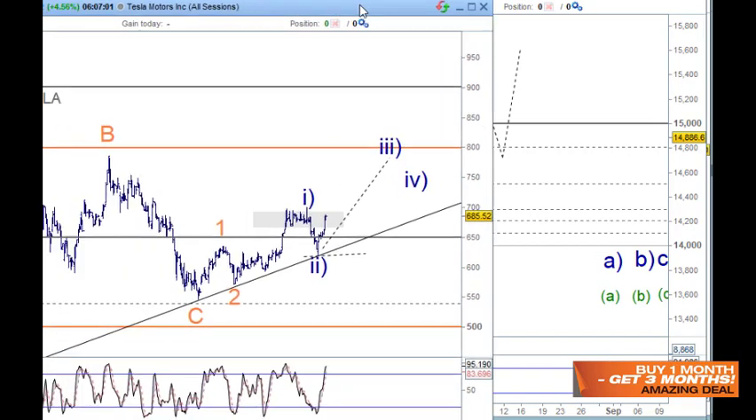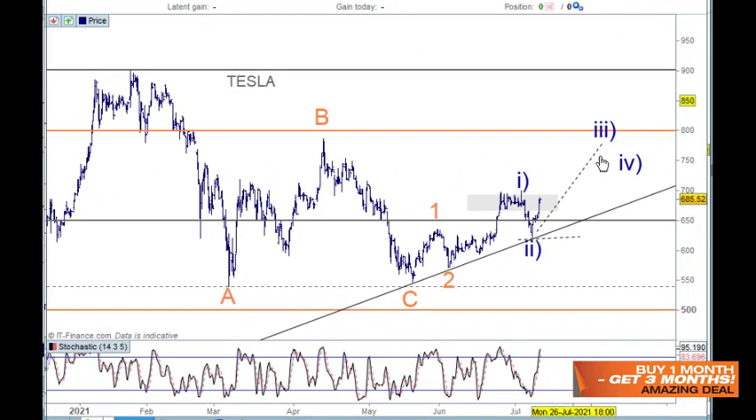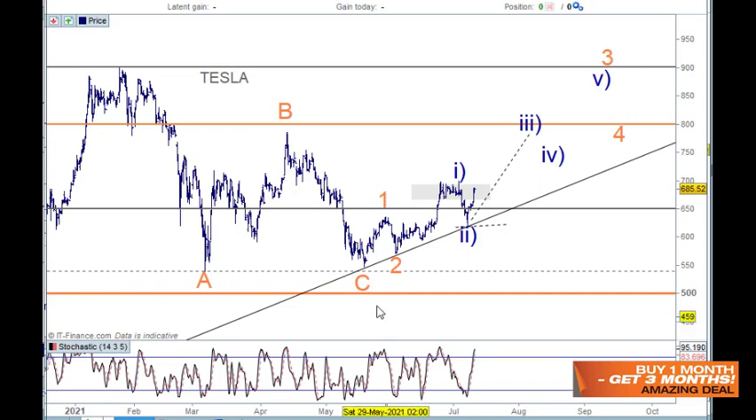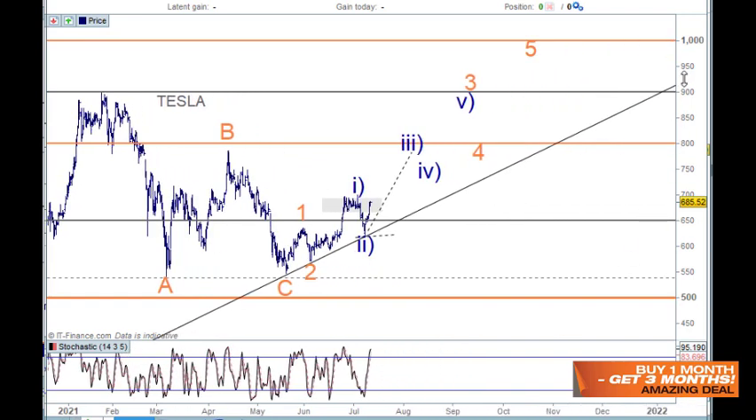Let's just have a quick look at stocks. So with Tesla here, this is just a 4-hour chart. There's a couple of counts that I've got for this. I'm not quite sure which is right. This is a possibility here. We've got this as an A wave, a B wave, and a C wave, and then moving up higher. So this is our bullish count for Tesla.